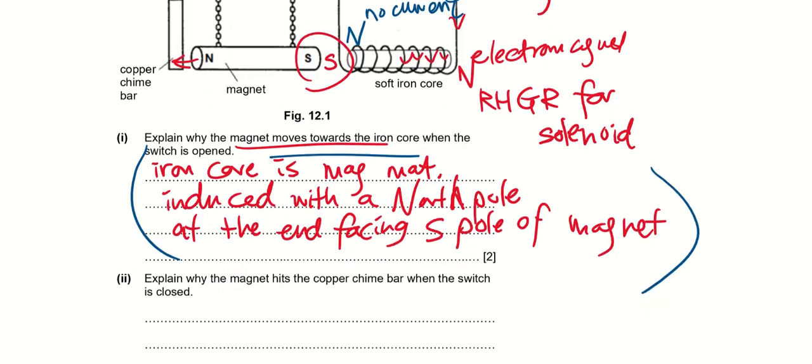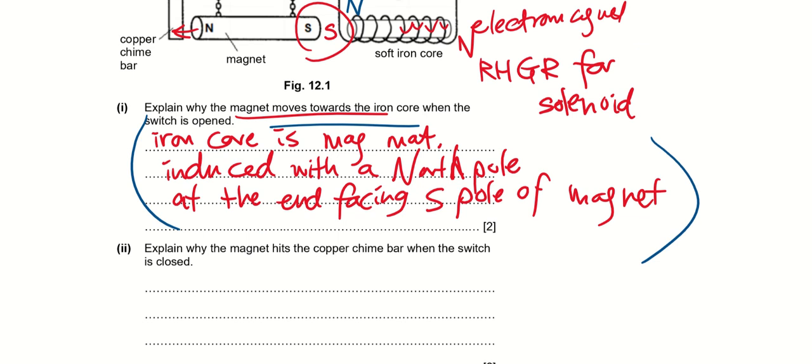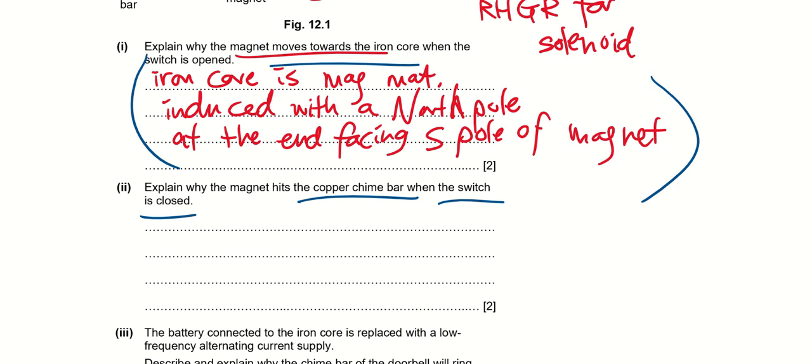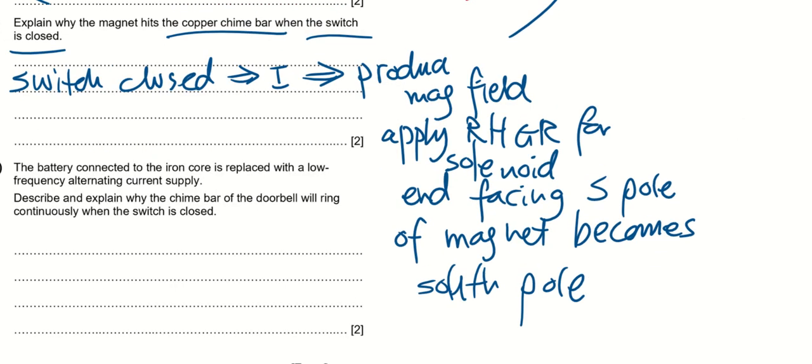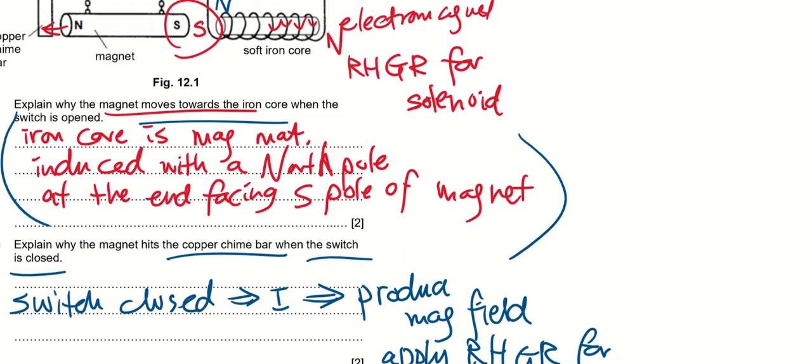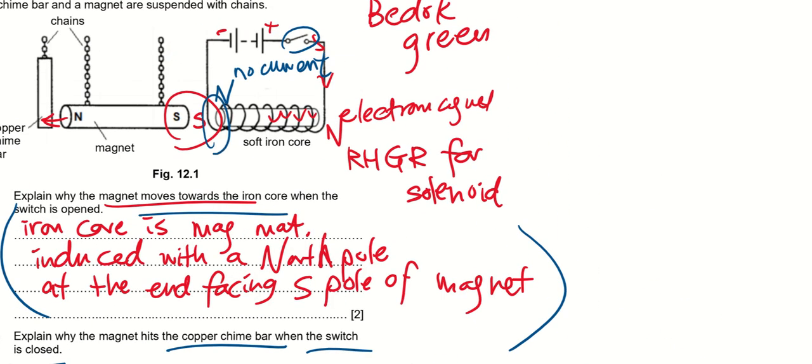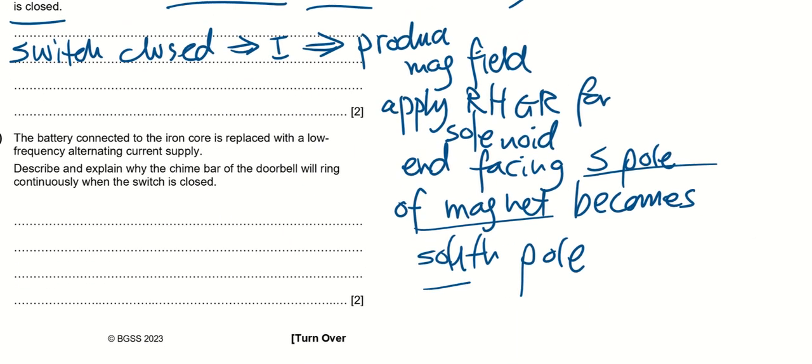Okay? Then this part, explain why the magnet hits the copper chime bar when the switch is closed. So do you know how to answer? When the switch is closed, there will be current flowing. When current flows, it will produce a magnetic field in the solenoid, right? And when we apply right hand grip rule for solenoid, the end that faces the south pole of the magnet, which is here, will then become a south pole.